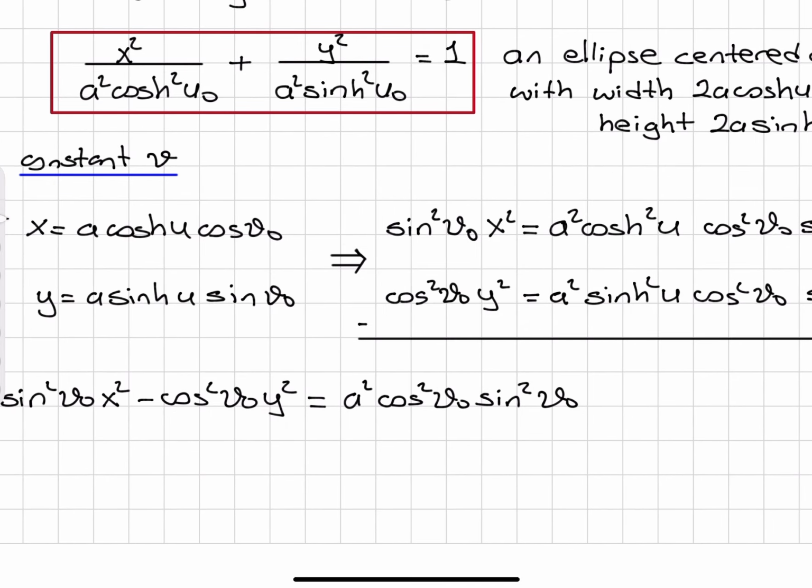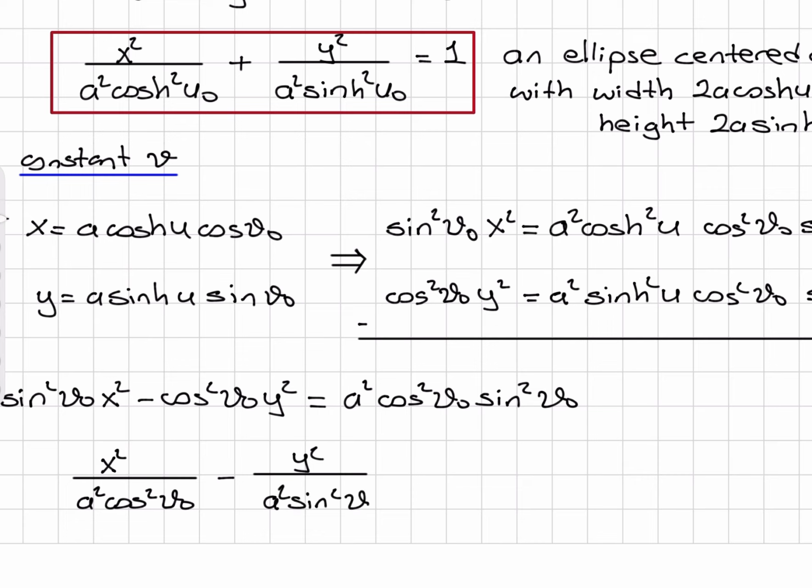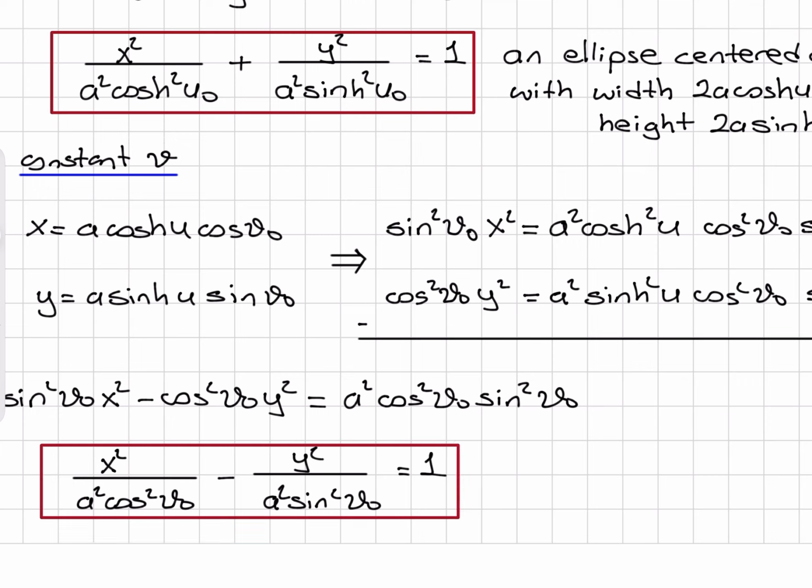v0. Okay, so if I divide it by a squared cosine square v0 sine square v0, x squared divided by a squared cosine square v0 minus y squared. So cosine squared is cancelled. I'm left with a squared sine square v0, and this is equal to 1. Now I have to recognize this equation. This is the equation of a hyperbola.